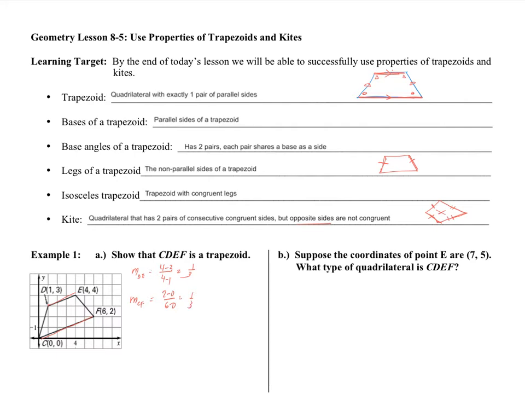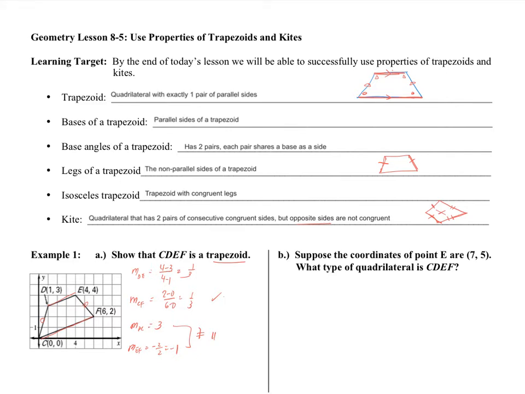And then if you check the slopes of DC and EF, so DC will be 3 and EF will be -2/2, which makes -1. So these two sides are not parallel. So this must be a trapezoid.